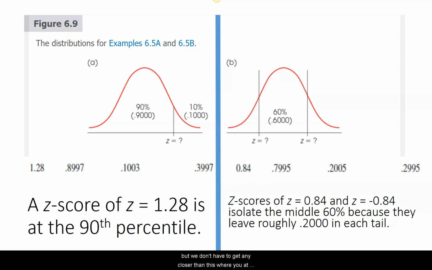Then the other one is, and this is a bit trickier, what Z scores isolate 60% in the middle? Well, if I had 60% in the middle, 0.6000, wouldn't it be roughly 20% in each tail, totaling to 100? Well, of course. Is there a Z score that'll do that? Yes. The closest we could get is a Z of 0.84 or negative 0.84, because they leave roughly 0.2000 in each tail. And then, of course, they're going to leave a total of 0.6000 in the middle. And in that case, that's as close as we can get. Again, I don't have to engage in any interpolation at all, which is nice. I appreciate that.